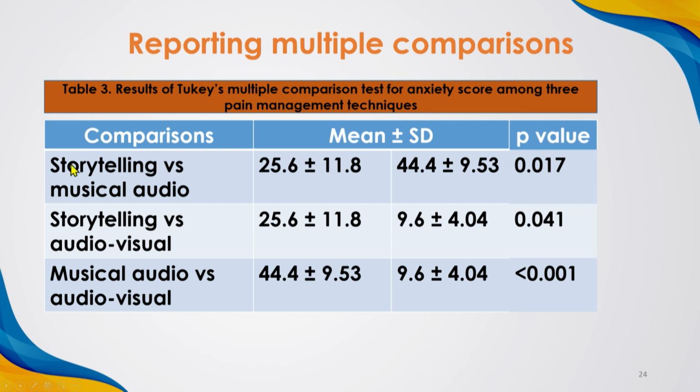While comparing the storytelling group and the musical audio group, you had a p value of 0.017. So recall the conclusion based on the p value. If your p value is less than your level of significance, suppose you have fixed it as 5%, then you are going to reject the null hypothesis and say there is a difference between the mean answer score of the storytelling group and the musical audio group. Similarly, you are going to reject the other two pairs because the p values are again less than 0.05.